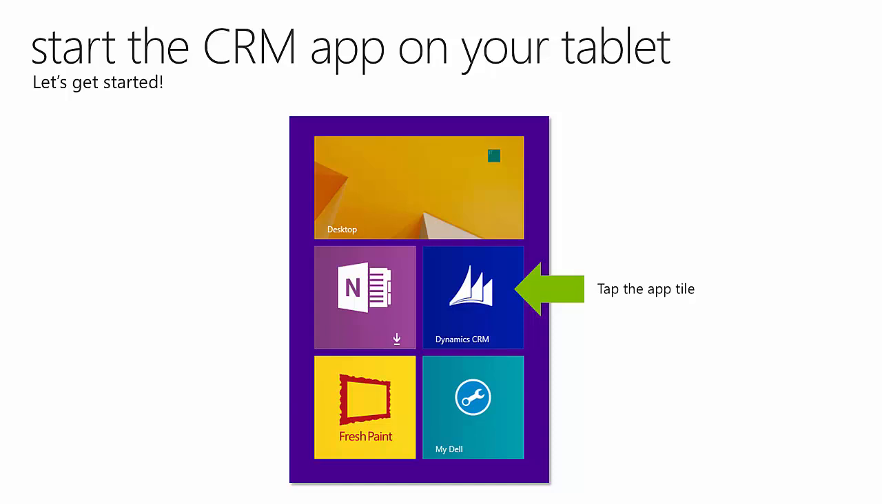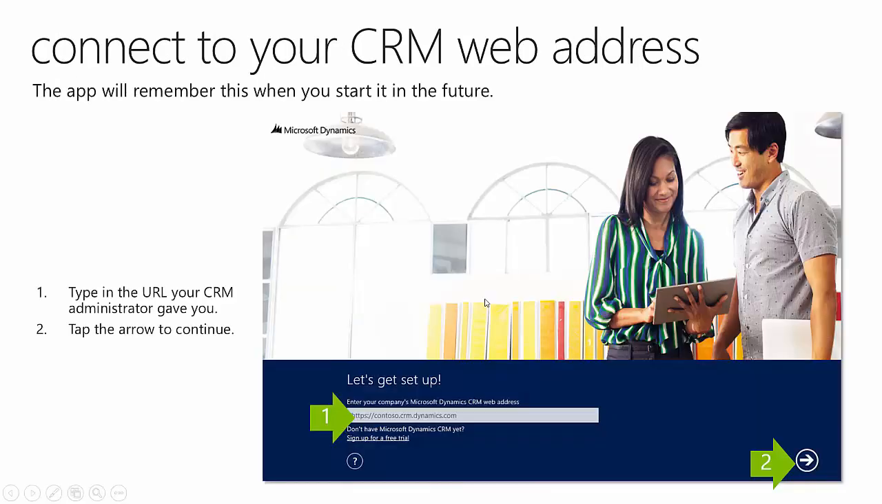Click the app tile as appropriate for your tablet, and then you need to connect to your CRM web address. The app will remember this when you start it in the future. So you need to type in the URL that your CRM administrator gave you, or the URL that you use to get to the web client. Once you've done that, tap the arrow to continue.